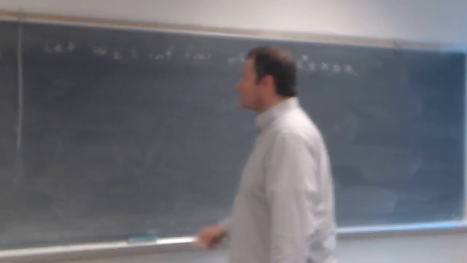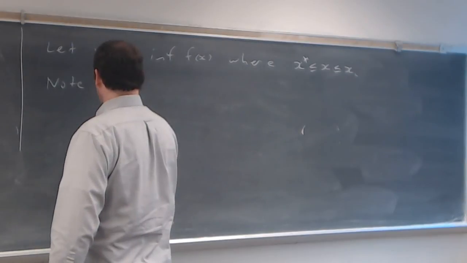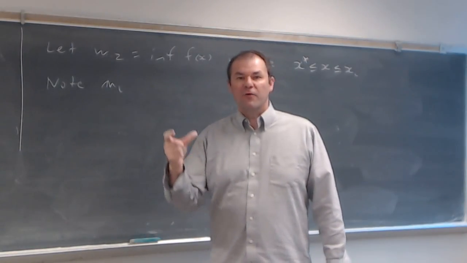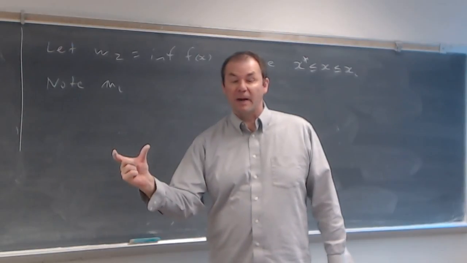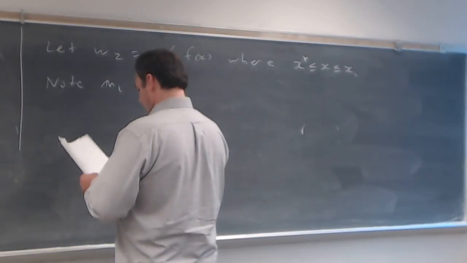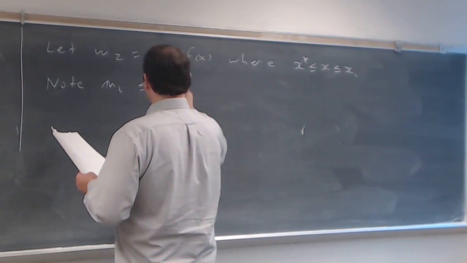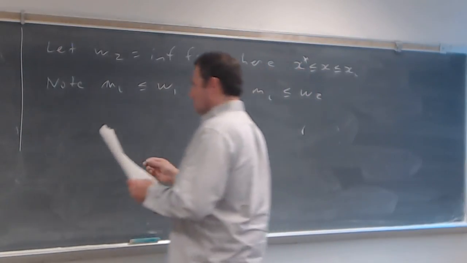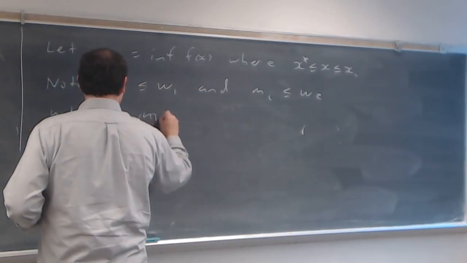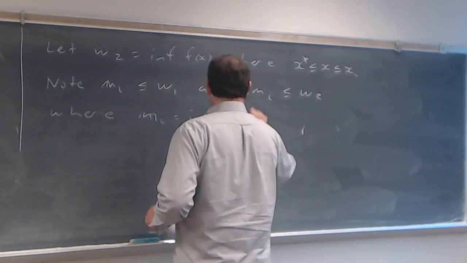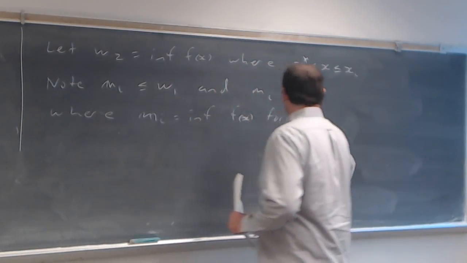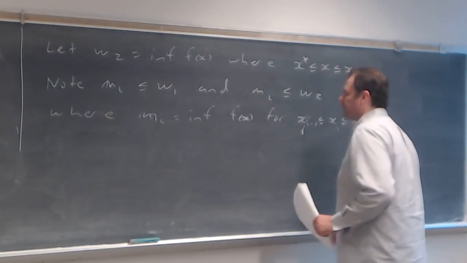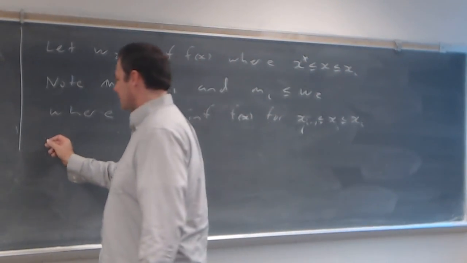Now, here's what we're thinking. Note that m sub i, which is the minimum value of f from x sub i minus 1 to x sub i, is definitely going to be less than or equal to w sub 1, and m sub i will be less than or equal to w sub 2, where m sub i is equal to the infimum of f of x for x sub i minus 1 less than or equal to x less than or equal to x sub i.